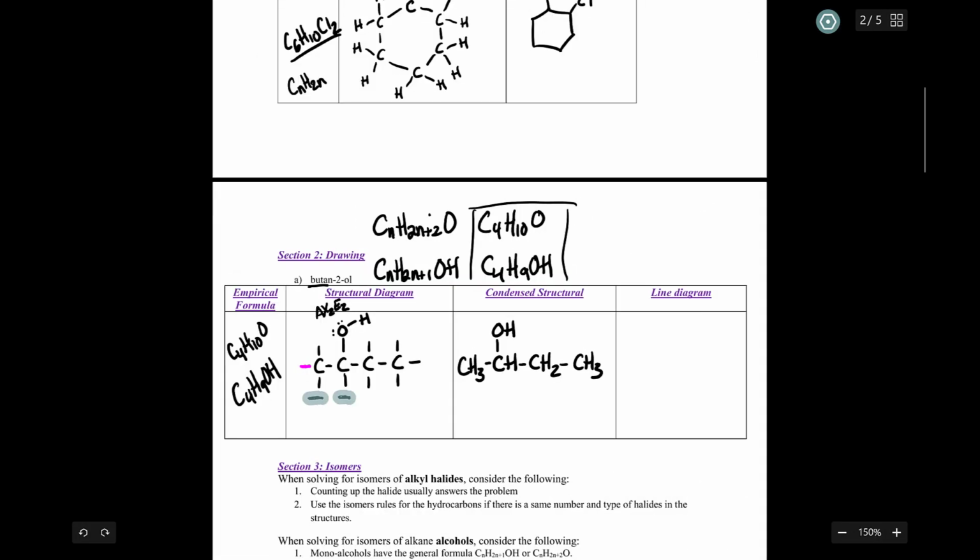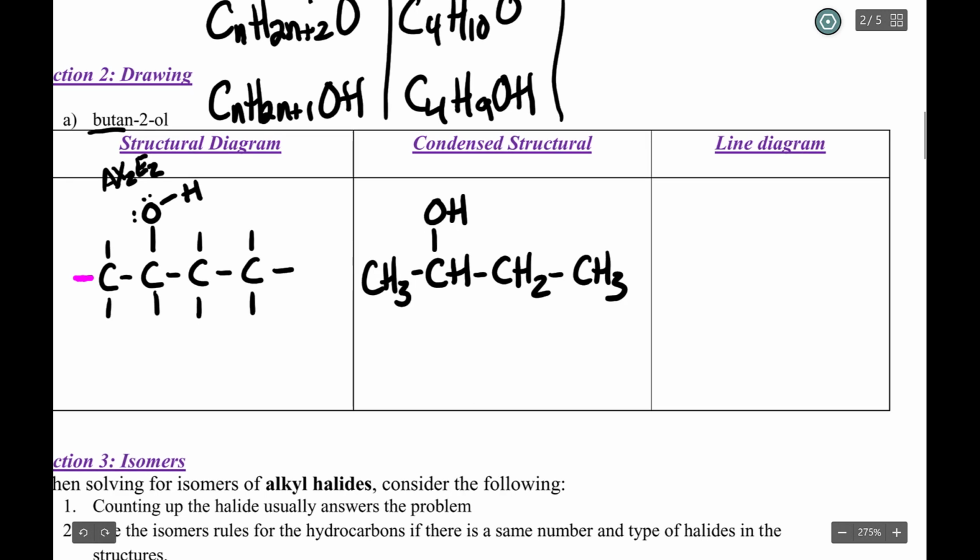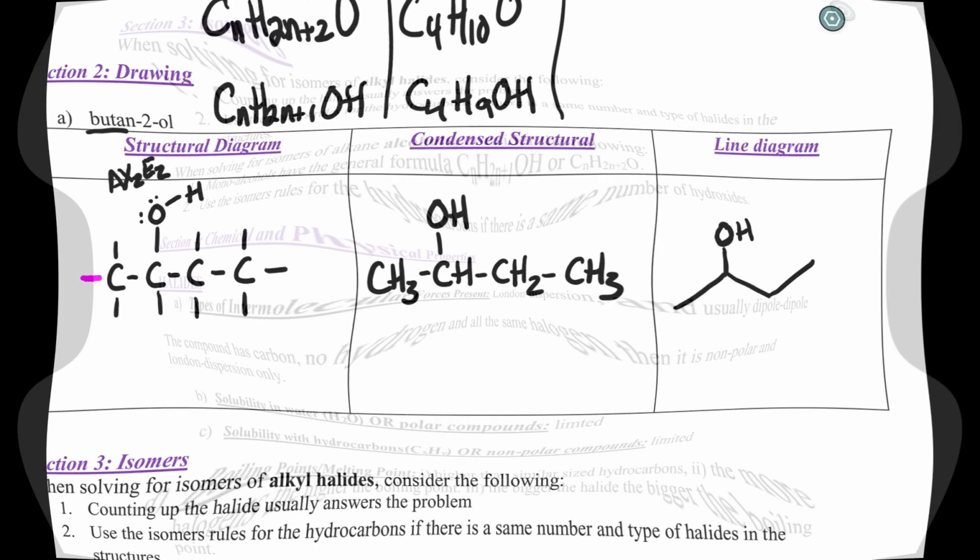Lastly, the line diagram. I'm simply just going to go up, down, up, 1, 2, 3, 4 carbons. And off the second one, I'm going to draw a line slightly shorter than these other ones. And then I'm going to have an OH group there. And again, the reason I'm drawing it shorter is to emphasize the fact that there is not a carbon in this spot. And that's generally how most line diagrams of alcohols will come.